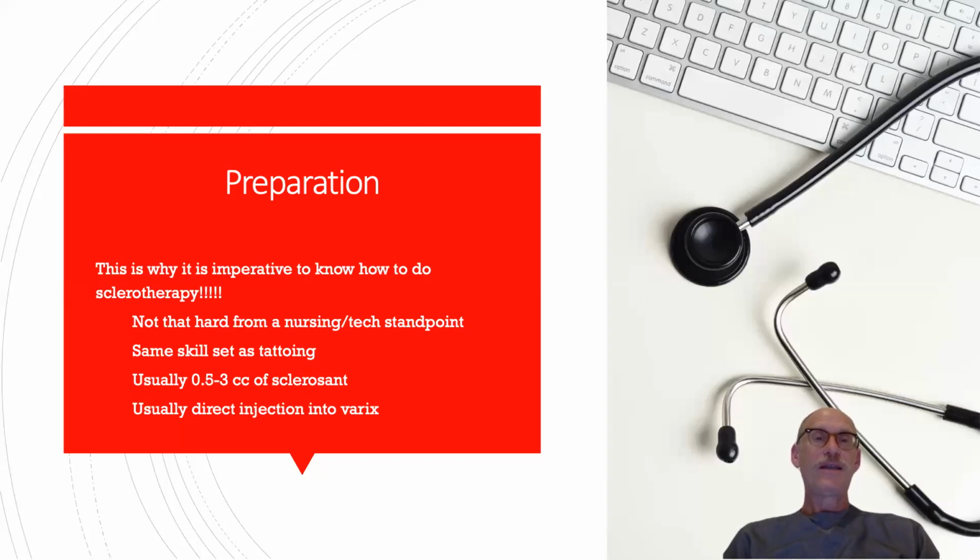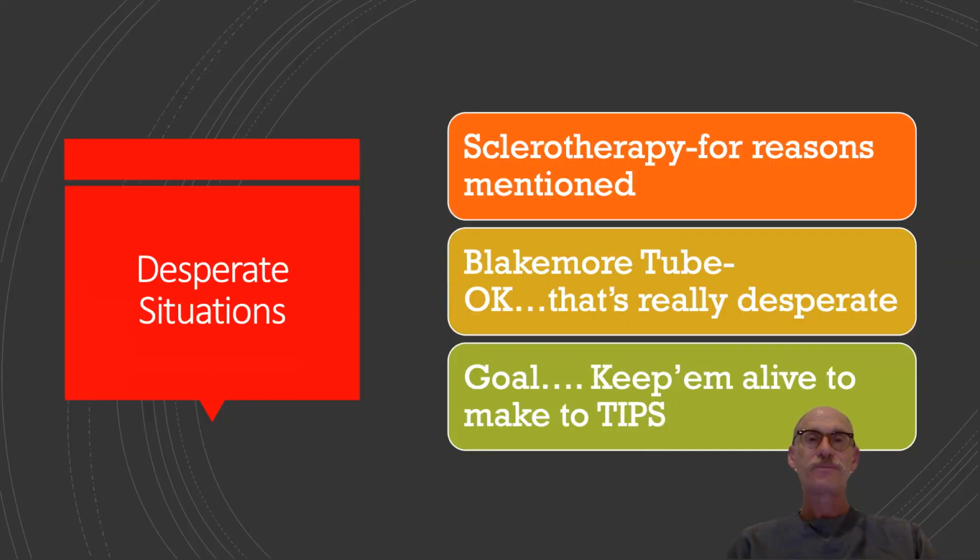Preparation. Again, this is why it's imperative to know how to do sclerotherapy. It's not that hard from a nursing or tech standpoint. It's the same skill set as tattooing. It's usually 0.5 to 3 cc's of sclerosant that we're injecting, and we normally directly inject it into the varix. So again, desperate situations, sclerotherapy for the reasons I mentioned, Blakemore tube, okay, that's really desperate. And the goal is keep them alive so they can make it to a TIPS procedure.